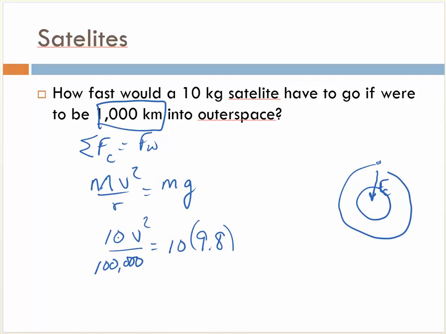When we do that, I'm going to do some simple math here. Our 10s cancel each other out. If I multiply by 100,000, we get v squared equals 980,000. Square root both sides. You can get a velocity approximately of 990 meters per second. Now, the process here is correct of what we're doing here. I'm just trying to get you to understand that gravity supplies this centripetal force here.